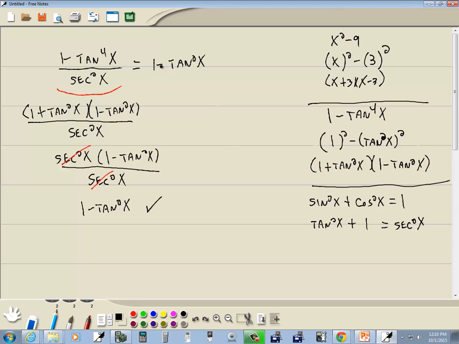Now, while we're working with the left side, we cannot touch the right side at all. Doesn't mean we can't look at it to see where we're headed, and that may give you some hints. Like here, 1 minus tangent squared, I knew this is what I wanted, so this must cancel away then.